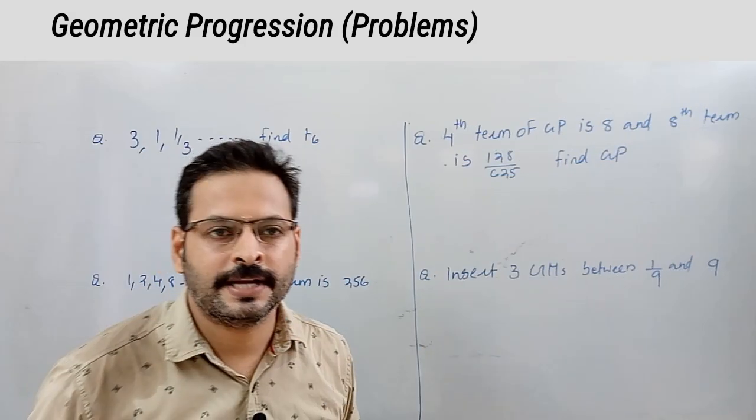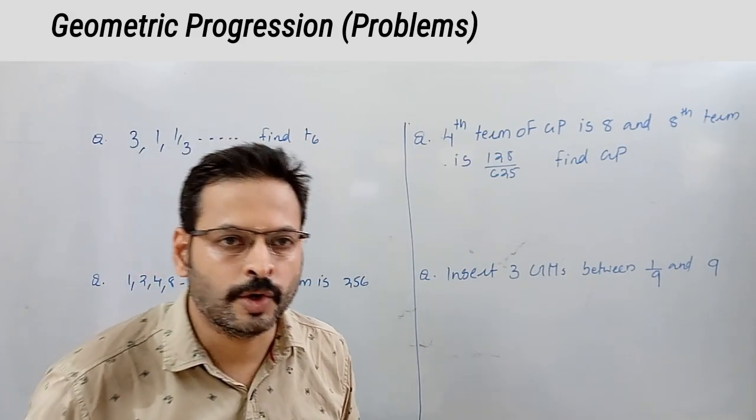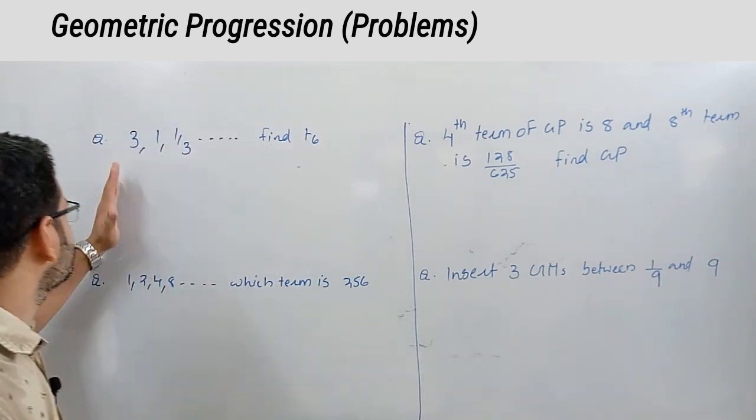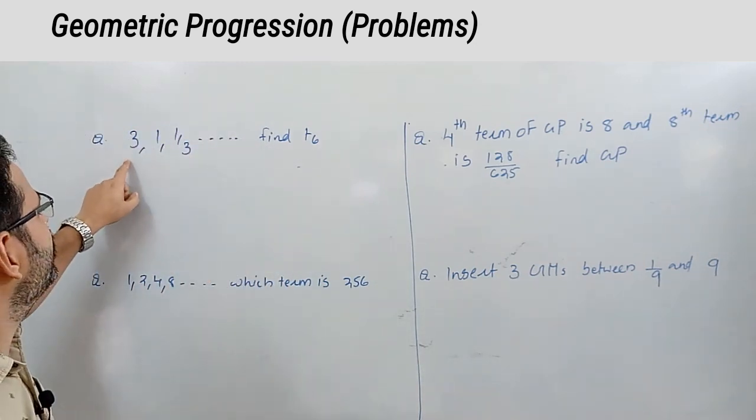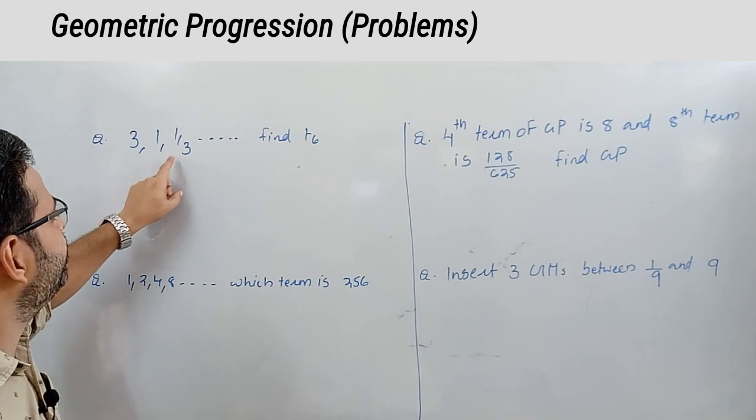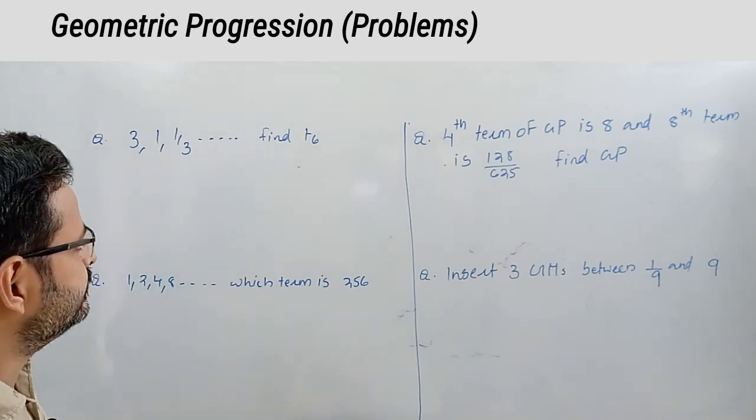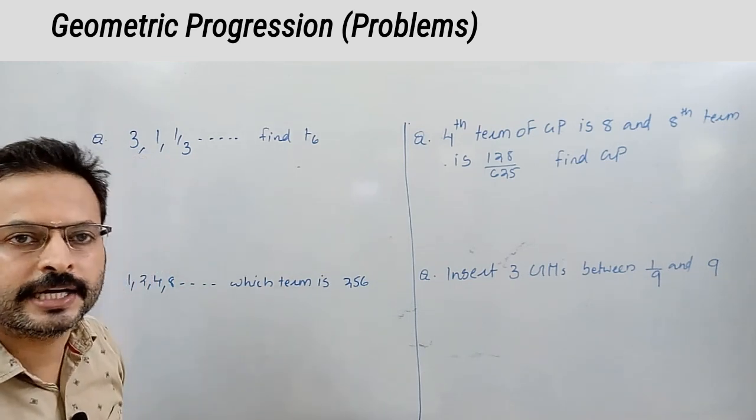Good morning friends. Today we shall discuss some problems relating to geometric progression. First question: 3, 1, 1 by 3, etc. Find T6. That means we have to find the sixth term of the GP.